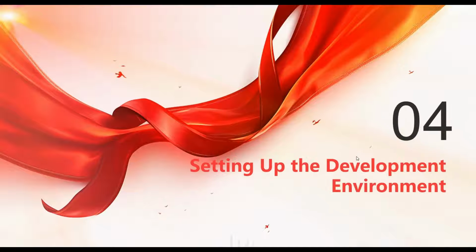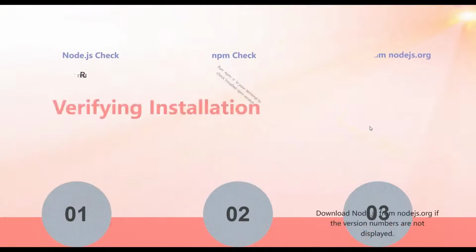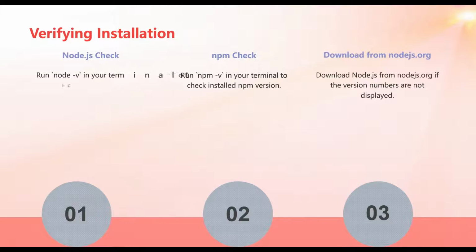Next, we will talk about how you are going to set up the development environment, because once you try to create applications using React, before creating the application you need to set up your development environment. So how are you going to do that? First of all, you need to install Node.js on your system. If you don't have it installed, please go to the official site of Node.js, where you can download and install it.